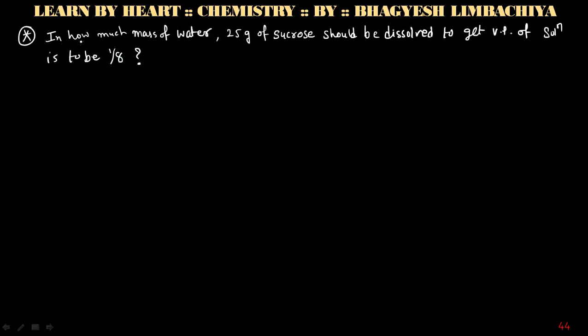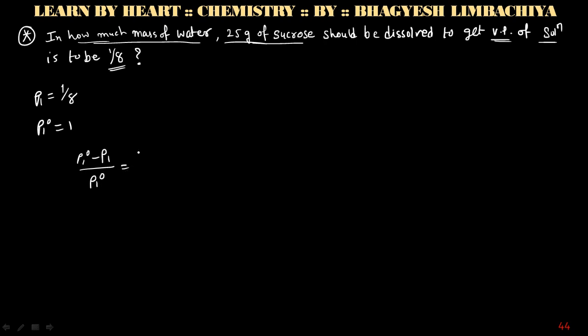Yes students, so in how much mass of water should 25 gram of sucrose be dissolved to get the vapor pressure of solution to be 1/8? Means P1 should be 1/8 and P1⁰ will be 1. Now simply apply the formula (P1⁰ minus P1) upon P1⁰ equals N2 upon N1 plus N2, right? N2 is 25 divided by 342, and here W1 by 18. Now P1⁰ is 1 minus 1 by 8, divided by 1.